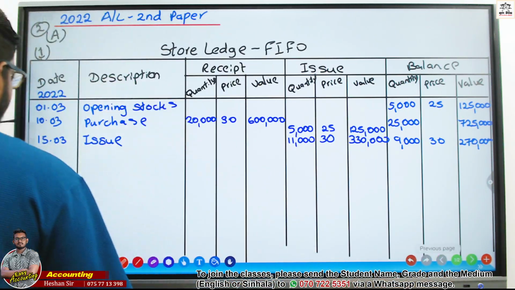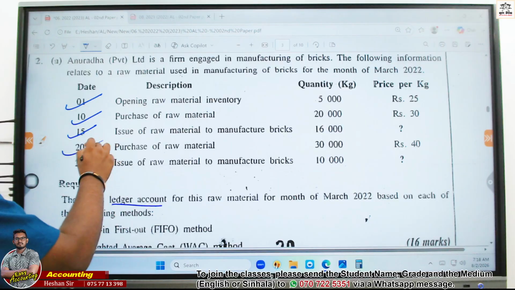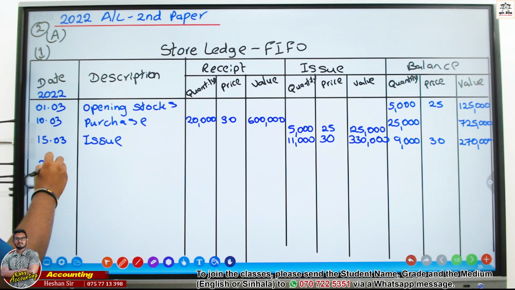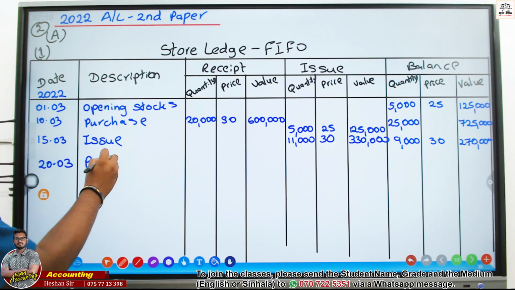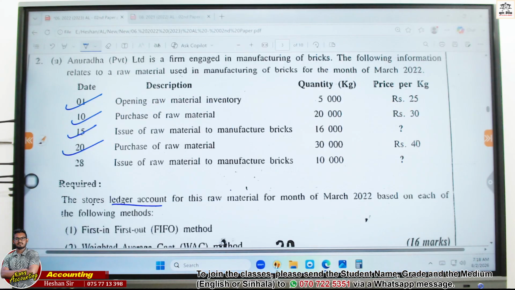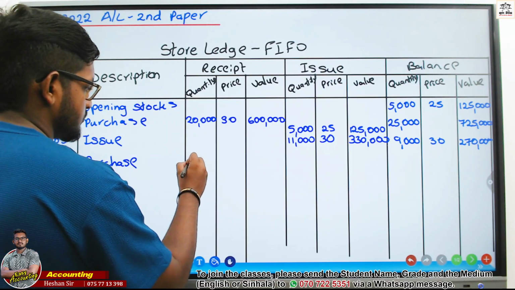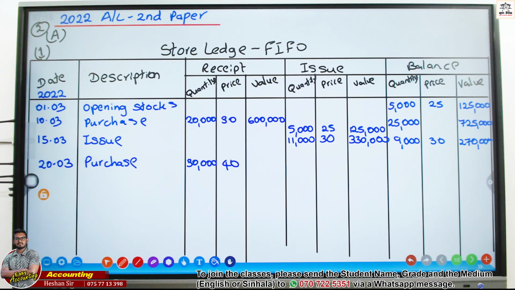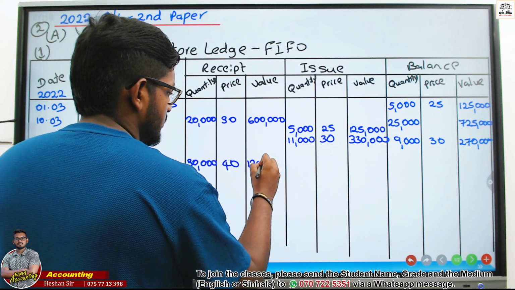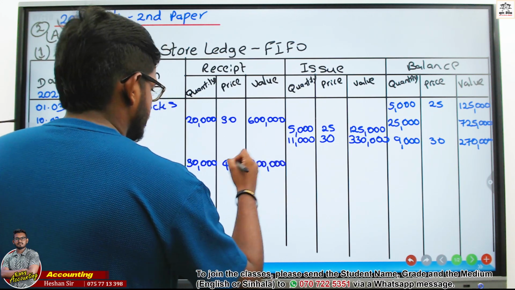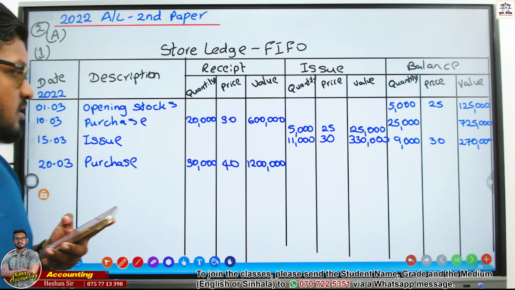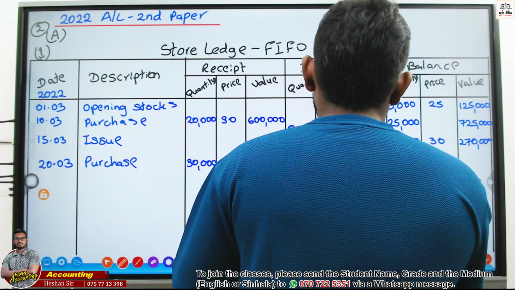Then next one, 20th of March, purchase of raw material. How much? 30,000, 40 each. You have 1,200. Now you can see you have 39,000.